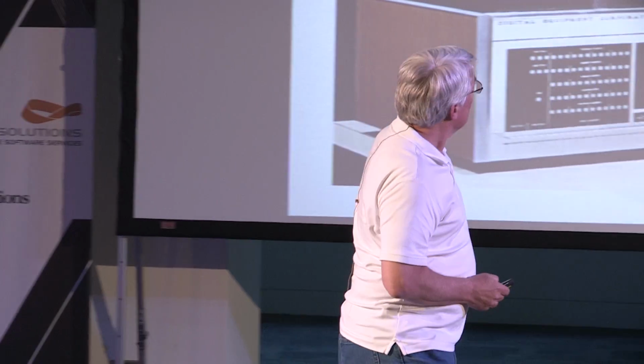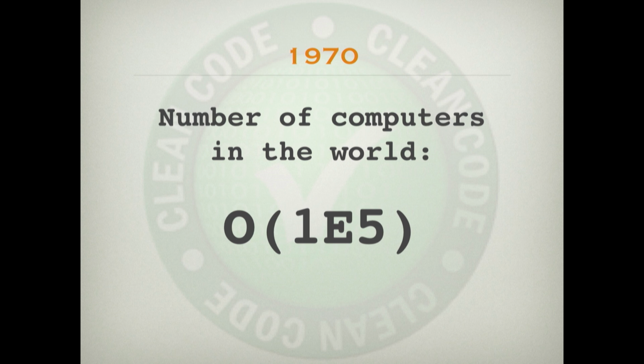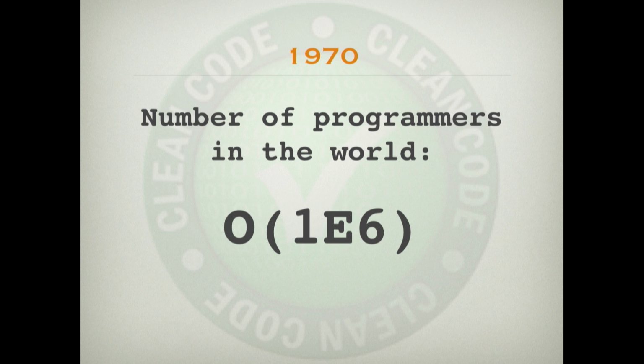1970. DEC, Digital Equipment Corporation, produces 50,000 PDP-8s, and it's not the only mini computer being made by then. This is during the era when just about everybody was making mini computers. Loads of people were making them. Varian was making them. Everybody was making these mini computers. The 50,000 was just the tip of the iceberg. The number of computers in the world in 1970 is probably on the order of 100,000, maybe 1 million by this time. The number of programmers in the world has got to be over 1 million.